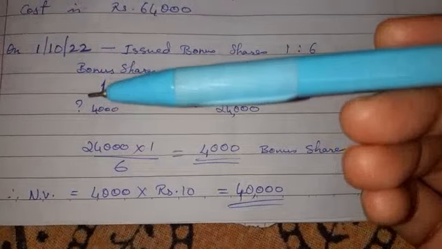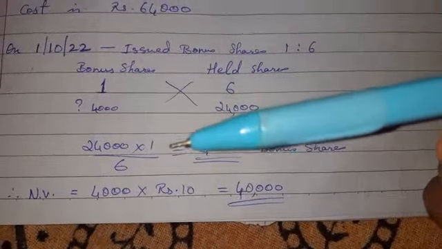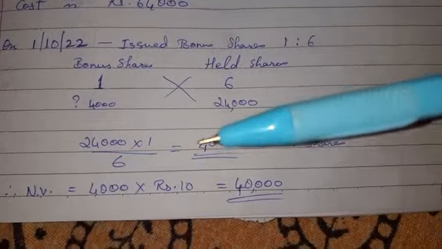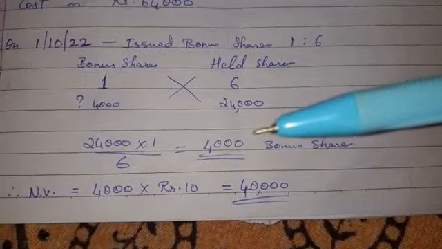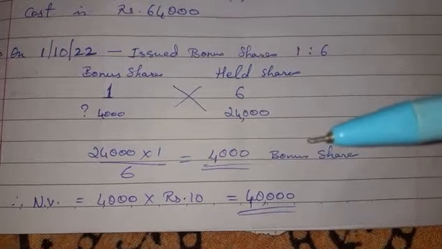If he gets 1 bonus share for 6 shares held, for 24,000 shares held, how much should he be getting? We will cross multiply and find out. So 24,000 into 1 divided by 6, you get 4,000. So Mr. Rajesh is getting 4,000 bonus shares.